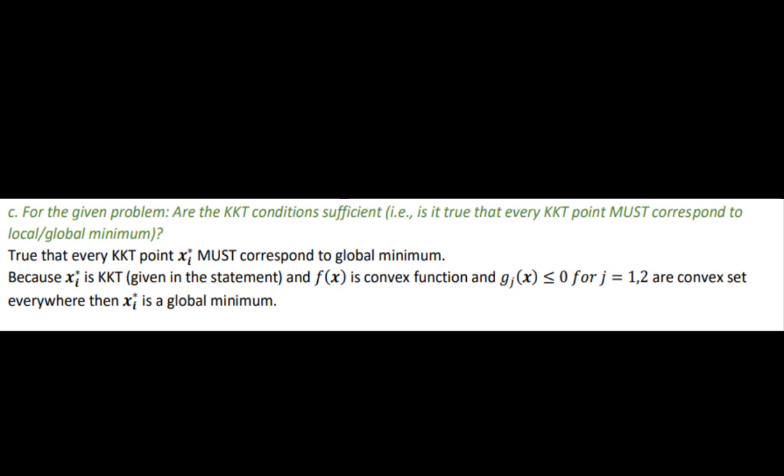Is it possible that a point is a local minimum but does not satisfy the KKT conditions? Yes, if the constraint qualification doesn't hold, then it could be a local minimum and not KKT. That's the reason why constraint qualification is a must. It's a requirement for necessary conditions. So if the constraint qualification doesn't hold, then I can have a local minimum that is not a KKT point.